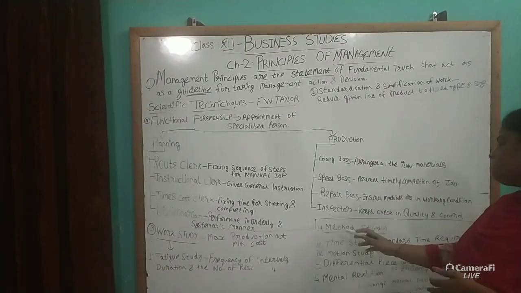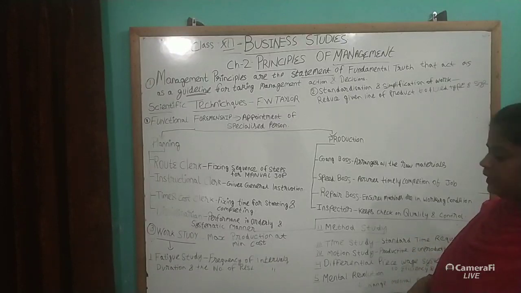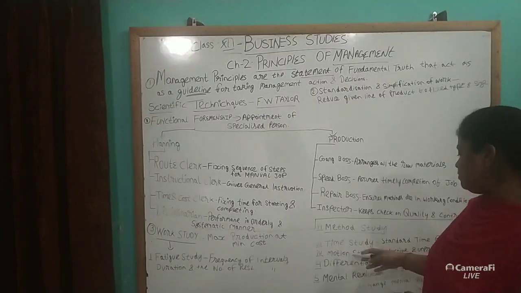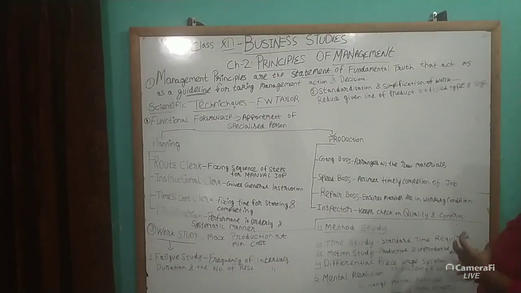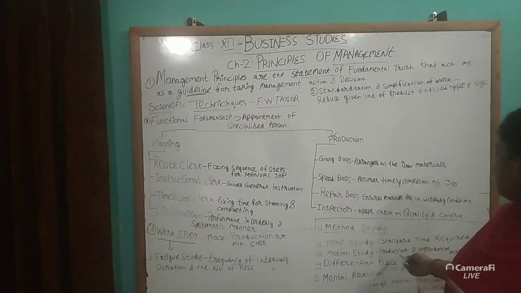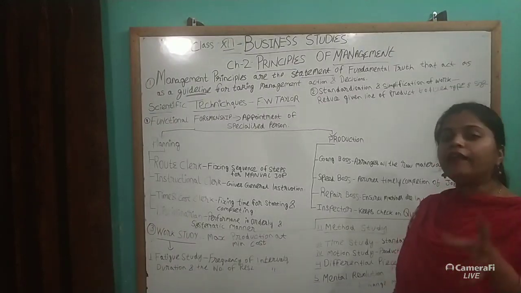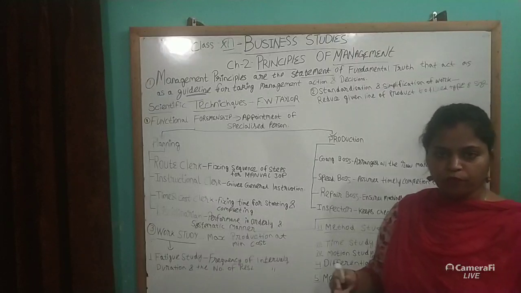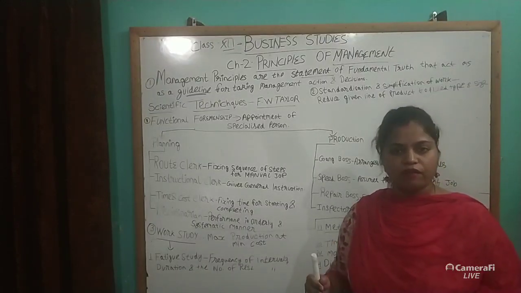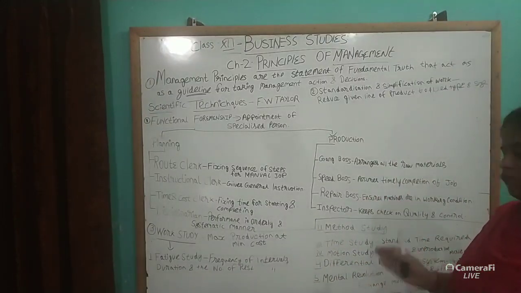Then is method study, the best method will be implied. Then time study, standard time required, how much time you require to complete the work. Motion study, productive and unproductive movement. You study the worker and remove the unproductive movement, the movements which are not required.